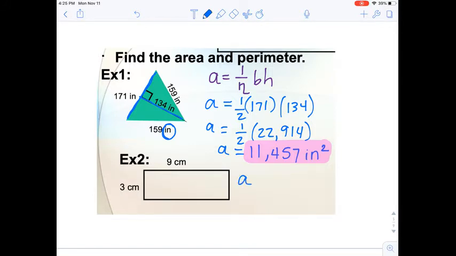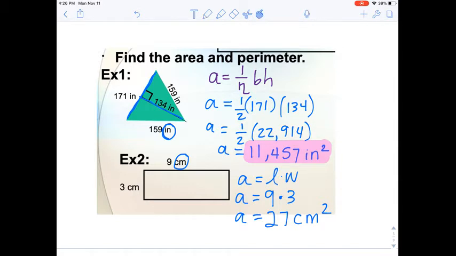For example 2, it's a rectangle. What is the area formula for a rectangle? Area equals length times width. We don't know our area, so that's going to stay as A. Our length is 9, and our width is 3. We're multiplying those together. Area equals 9 times 3, 27. Our measurement is centimeters, and since it's area, we label that as centimeters squared.